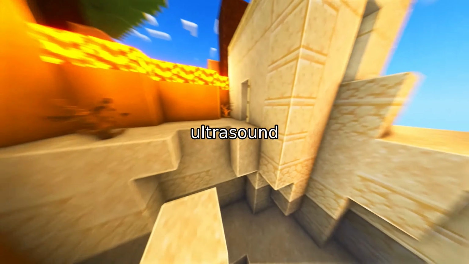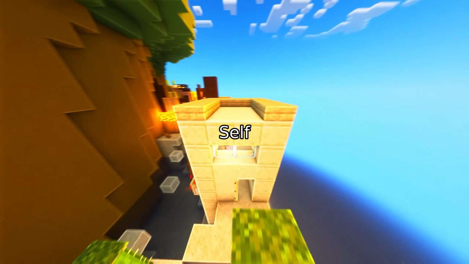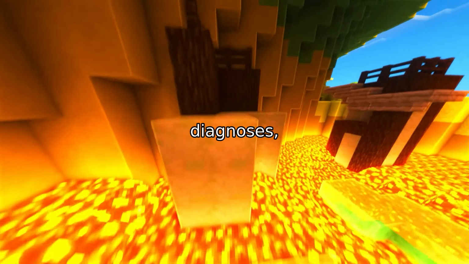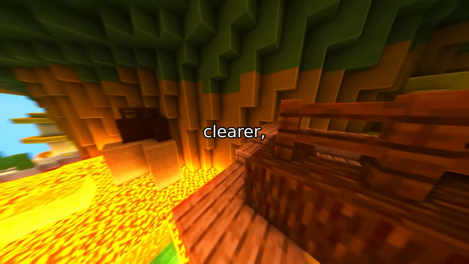So next time you see an ultrasound image, remember, behind that grainy surface is a world of innovation. Speckle2Self isn't just about making pictures prettier. It's about unlocking deeper insights, improving diagnoses, and bringing cutting-edge care to places that need it most. The future of medical imaging isn't just clearer, it's smarter.